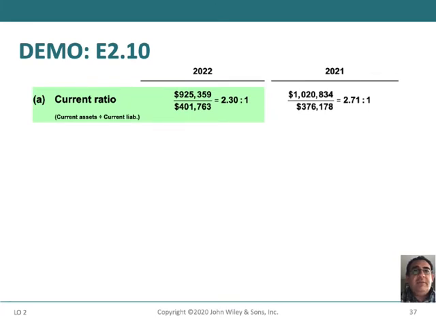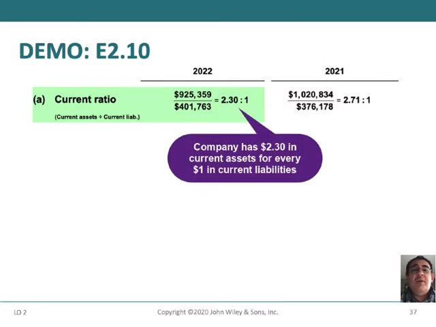If we look at the current ratio, the calculation is very simple. It's current assets divided by current liabilities. We know that the current assets for 2022 are 925,359, and the current liabilities are 401,763. So dividing the assets over the liabilities gives us a ratio of 2.3 to 1. That means that for every $1 of current liabilities, American Eagle has $2.30 worth of current assets. That's a very healthy current ratio. Anything over 1 is usually pretty good.